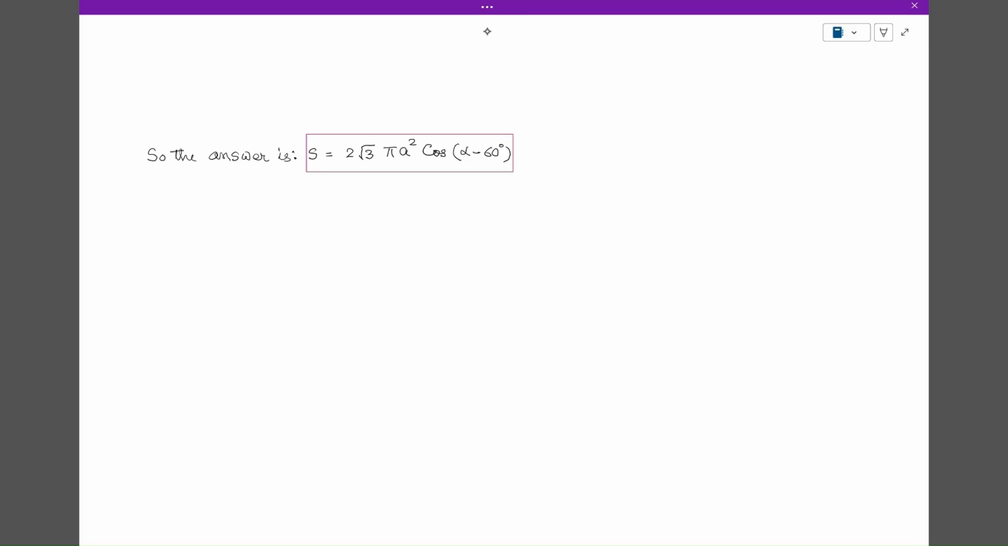Therefore, the answer is total surface area S is equal to 2 multiplied by root 3 multiplied by pi a square multiplied by cosine of alpha minus 60 degrees.